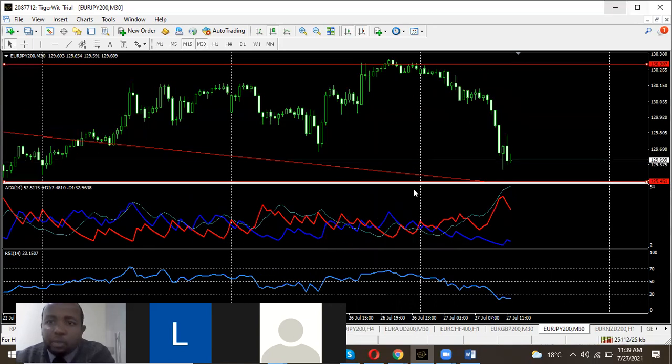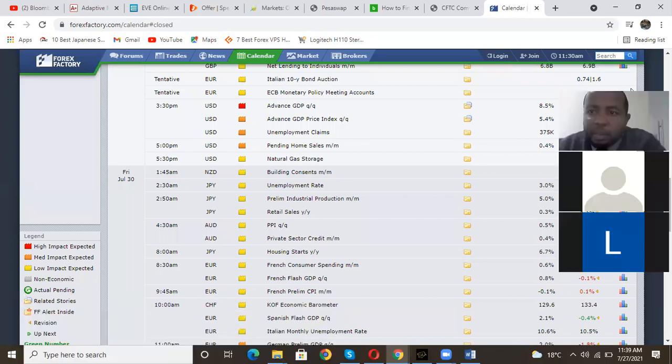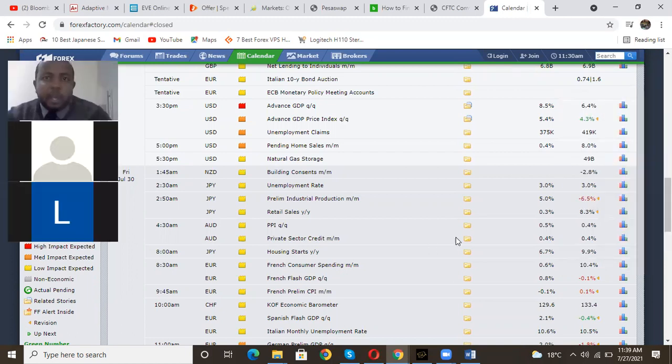I didn't want to do a lot of technicals today. I just wanted to show you the Euro Yen. I'll be seeing if I'll make some pips there, maybe around 70, 74 pips. But for today, I wanted us to touch more on inflation, and also fundamental analysis.